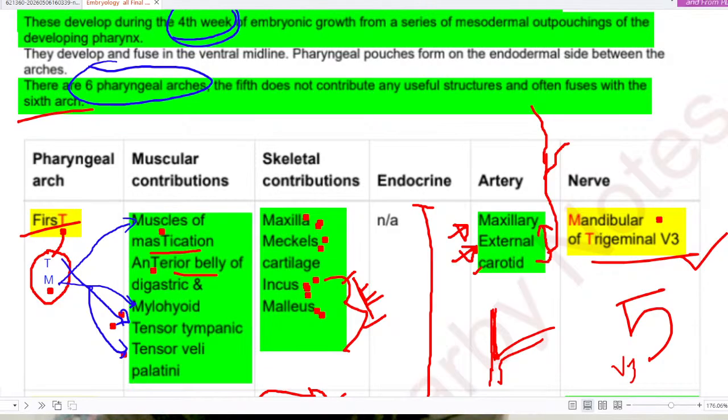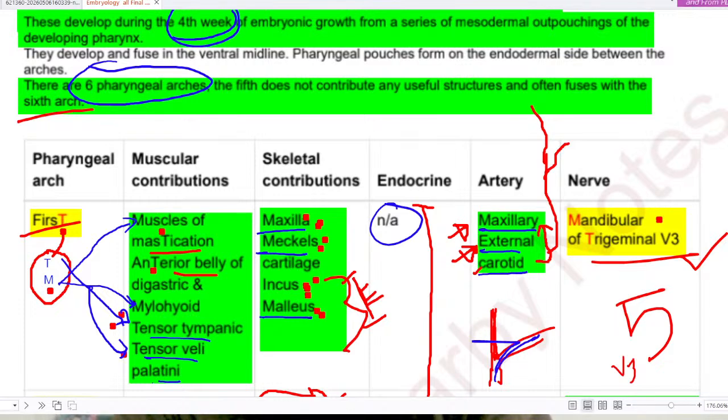Okay, so muscles of mastication, anterior belly of digastric, and mylohyoid. These muscles are tensor tympani and tensor veli palatini. Then again M with the M: maxilla, then malleus, Meckel's cartilage. These skeletal contributions come from the first arch. There is no endocrine derivative, and for the artery we have again M: maxillary artery and external carotid artery. The maxillary artery is a branch of the external carotid artery, right? So these both come from the first.